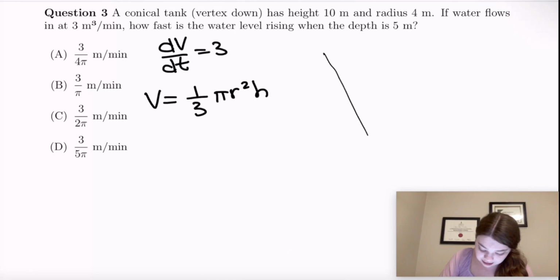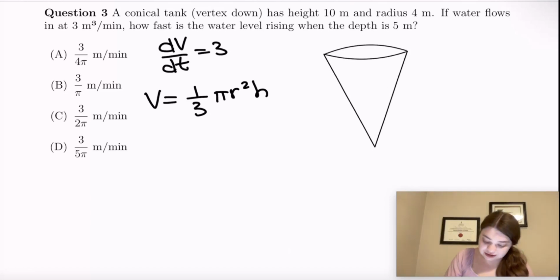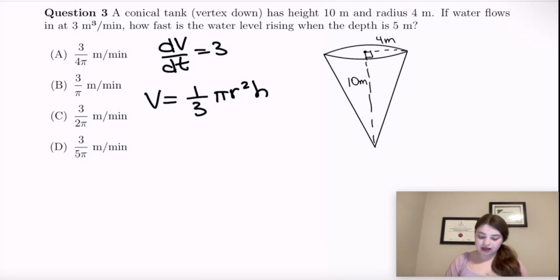Let's try a bit harder here. Okay, that's not terrible. That is good enough. Okay, so they said that the radius was 4 meters and that the height was 10 meters. And there we go. The other thing, I want to make sure it's clear what's happening, is water's flowing in.